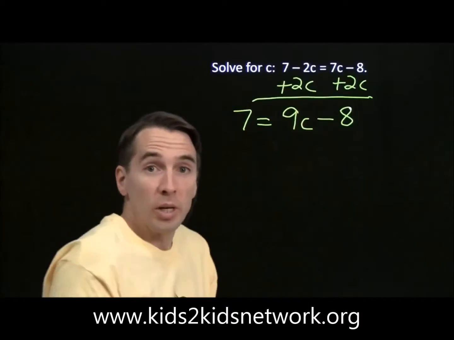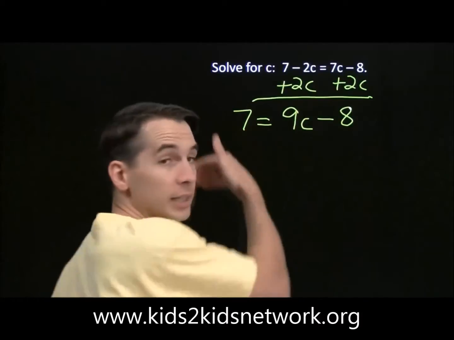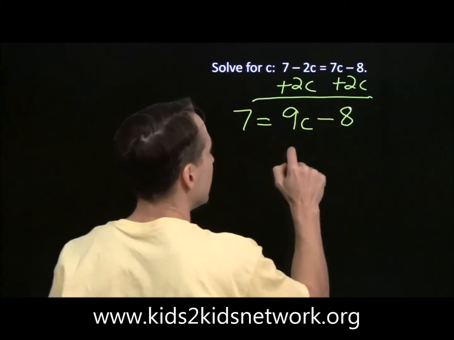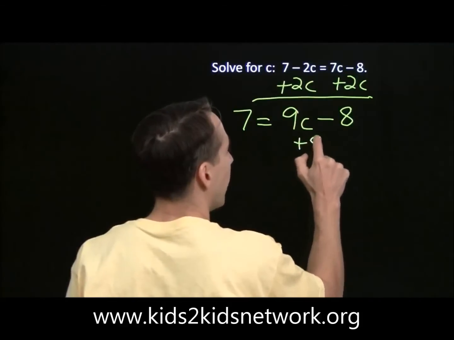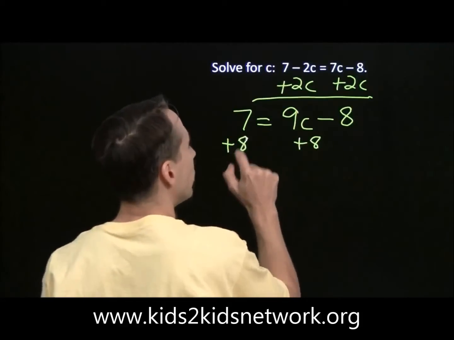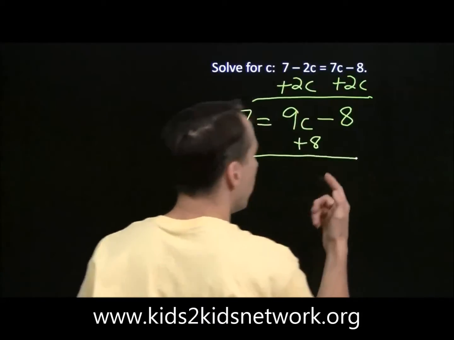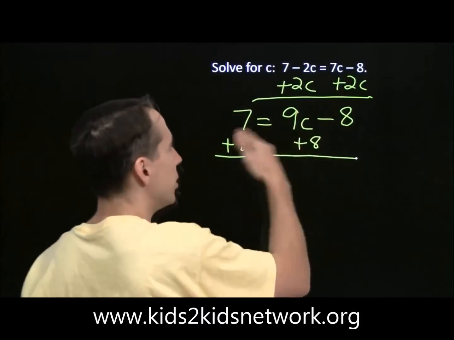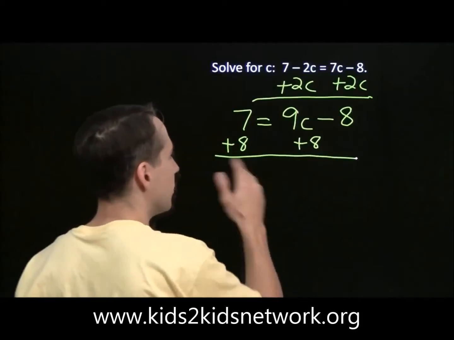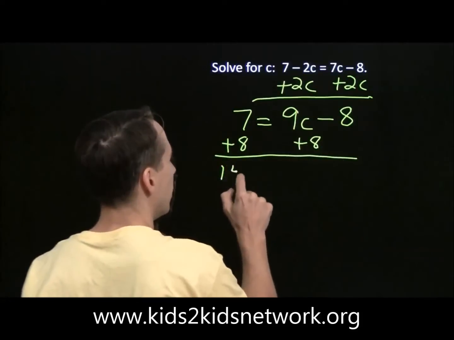And now we have an equation we know how to deal with. This is kind of just like the last one we solved. We get the 9c all by itself by adding 8. And once again, all we're doing is we're trying to get the variable all by itself. And we know that adding 8 is going to be easier than starting off by dividing by 9, because dividing by 9 will give us a bunch of fractions.